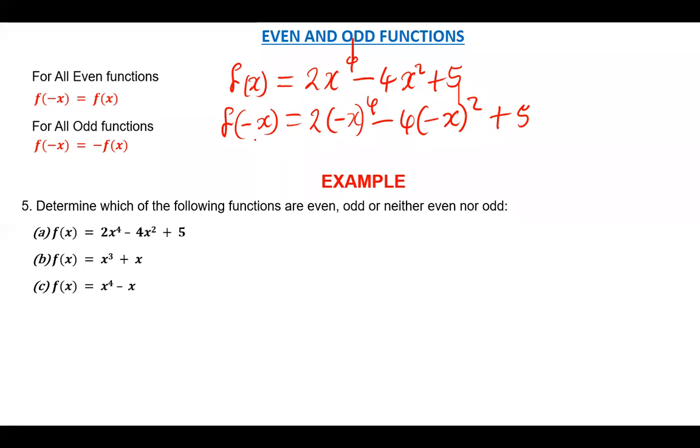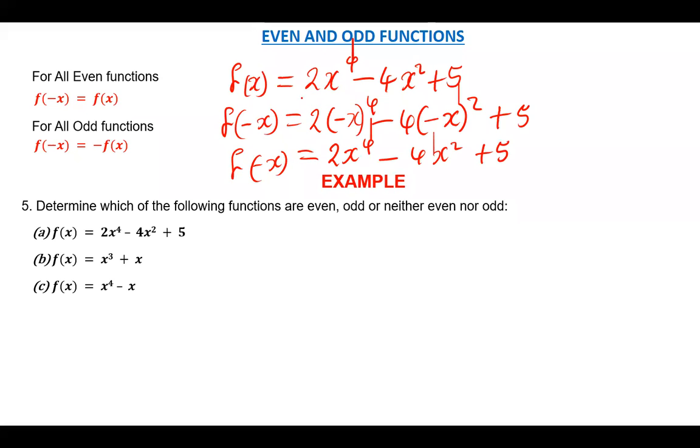So when we simplify f of negative x, it's going to give us, so negative x to the power 4, the answer is simply just x to the power 4. And then we have minus 4, and then negative x to the power 2, the answer is x to the power 2. Then we say plus 5.